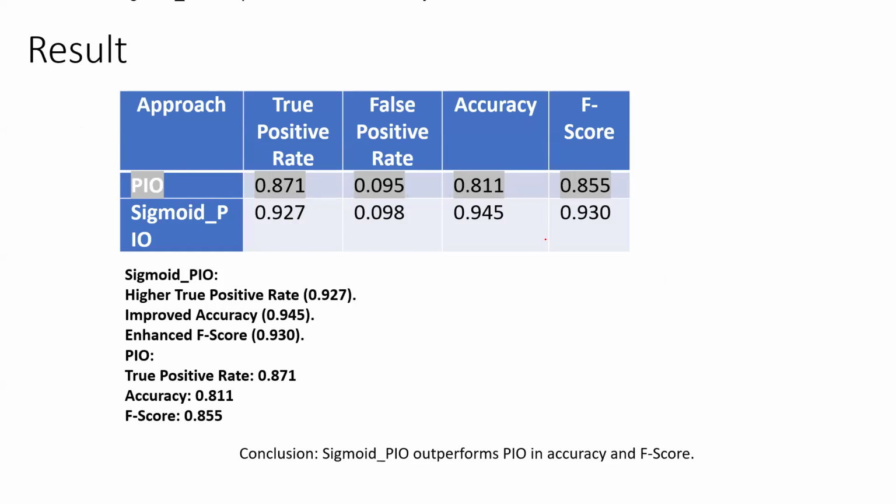And the result about the research, we compared the PIO and sigmoid PIO. In the sigmoid PIO, we have the result of a higher true positive rate. This is the number result, and the sigmoid PIO improves the accuracy and also enhances the F score. And in the PIO, the true positive rates, this one, the number, we can see on the table the comparison of PIO and sigmoid PIO. And the conclusion of this table: sigmoid PIO outperforms PIO in accuracy and F score.